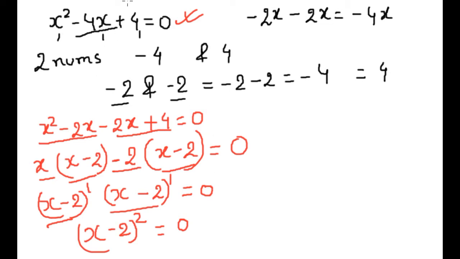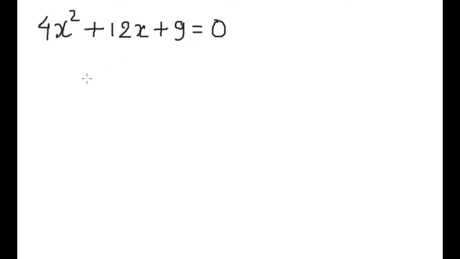My next example is 4x squared plus 12x plus 9 is equal to 0. I will not explain each and every step in this example. I am completely solving this step by step. Now you tell me whether I have solved correctly or not in the comment box.